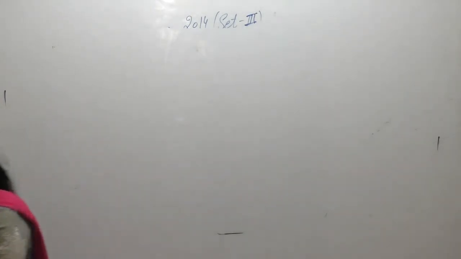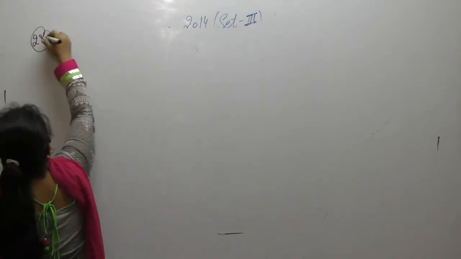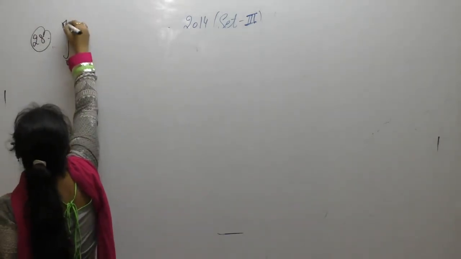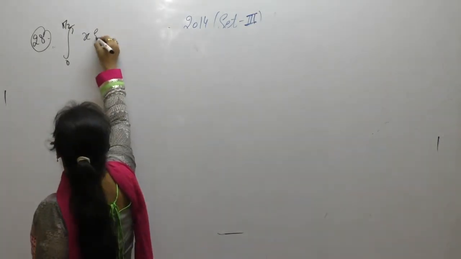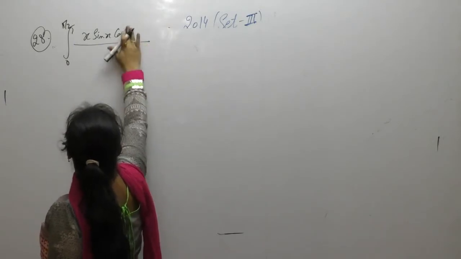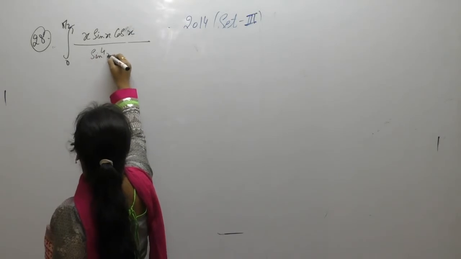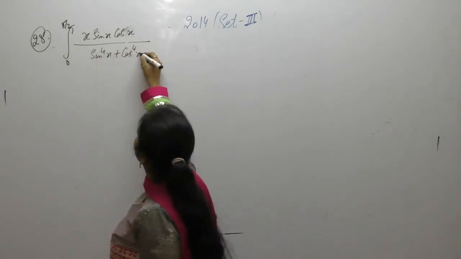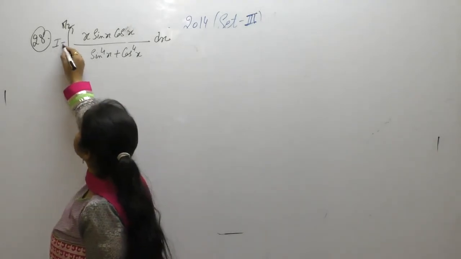Now the next question, which is different, is question number 28. Evaluate the integral from 0 to pi by 2 of x sin x cos x upon sin^4 x plus cos^4 x dx. Let this integral be I.